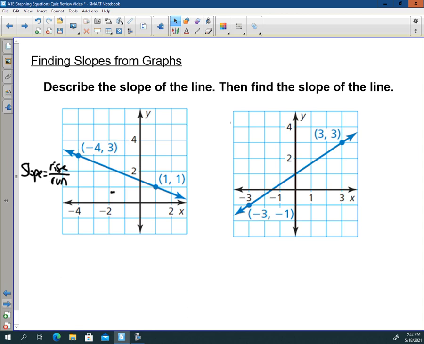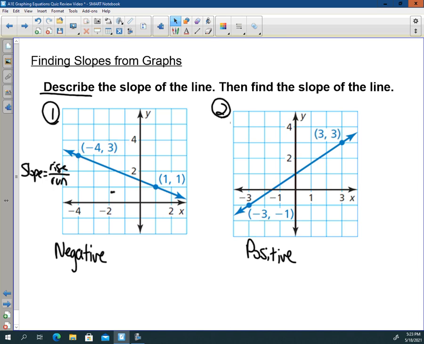But to describe the slope of the line, we just take a look at the direction that this line is going. That's a matter of looking at how it's going from left to right. In this first part, I'll call this one number 1, the line is going down when you look from left to right. And so when we describe it, it's a negative slope. In number 2, the line is going up from left to right. So this is a positive slope. That is the description.